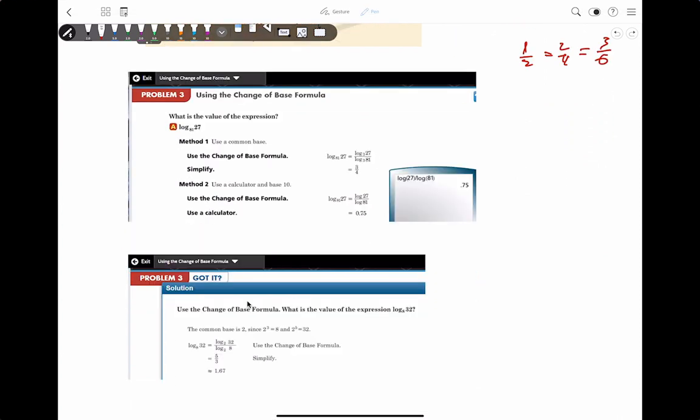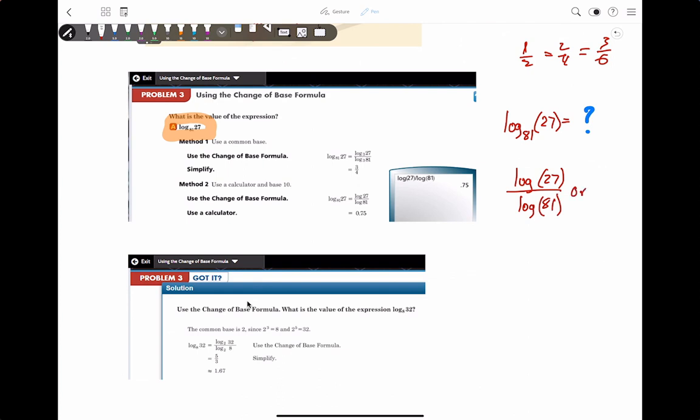So what is the value of the expression? Our logarithm is log base 81 of 27. This equals something. So the argument is 27, the base is 81. We'll just put a question mark. And what we learned in this video is that we can use the change of base formula, and we can write this as log of 27 divided by the log of 81.